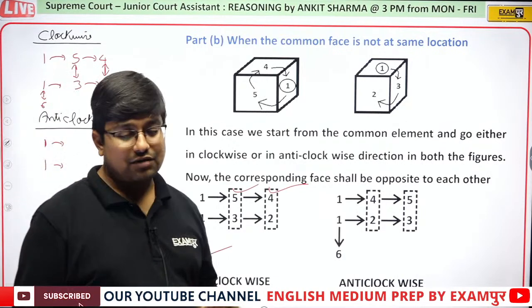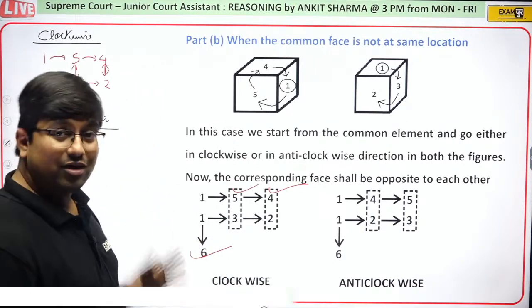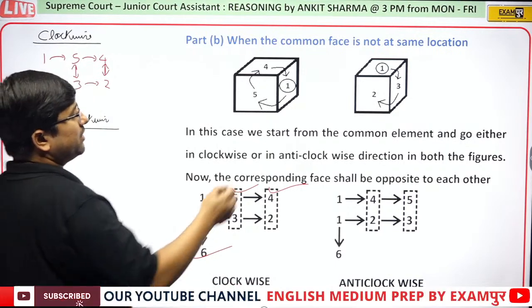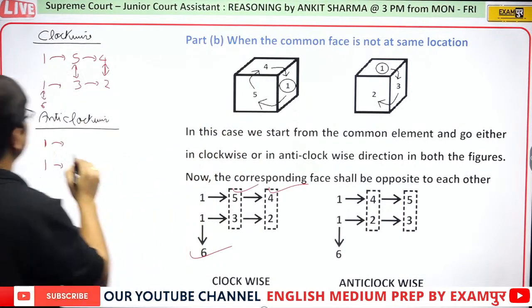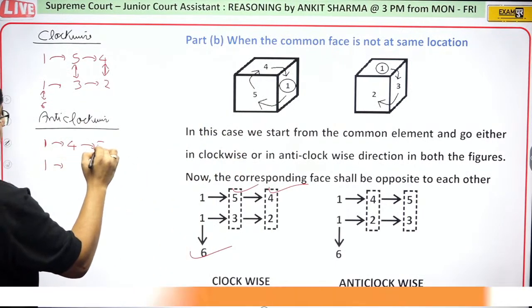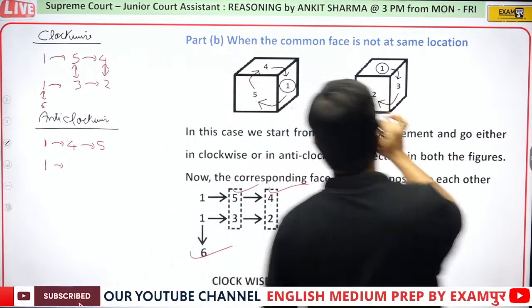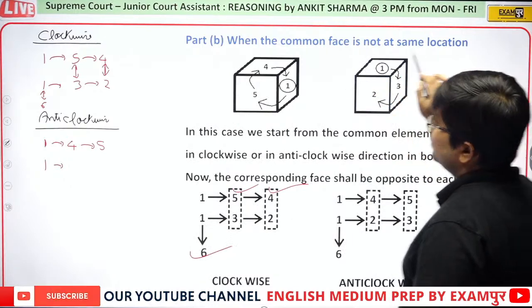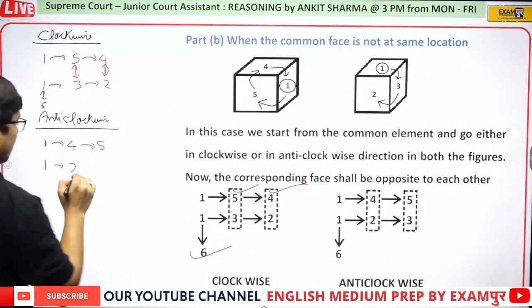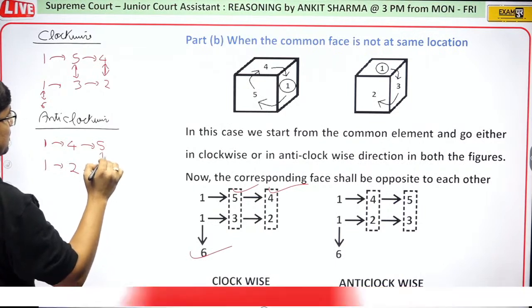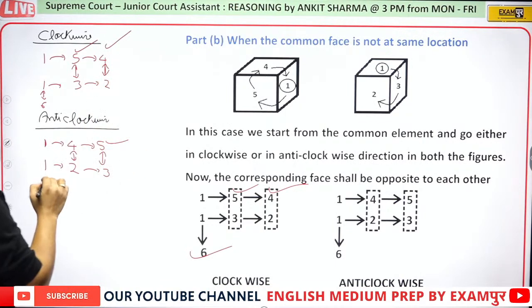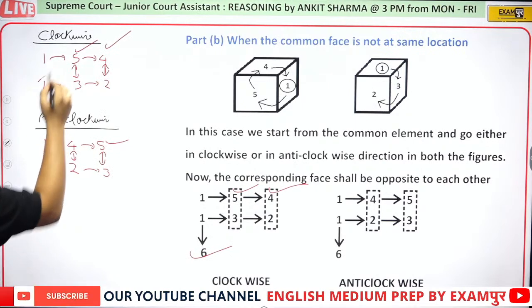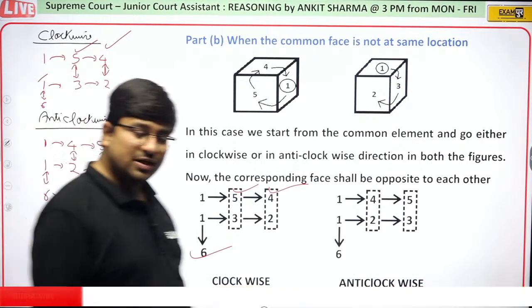The rule is that you will start from the common element. Now, if you go in anti-clockwise from 1 is 4, then 5. Anti-clockwise from 1 is 2 and then 3. So 5 is opposite 3, 4 is opposite 2, and 1 is opposite 6. So that is the way in which things have to be done.